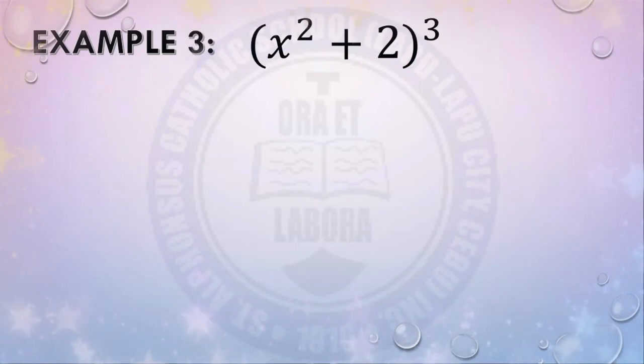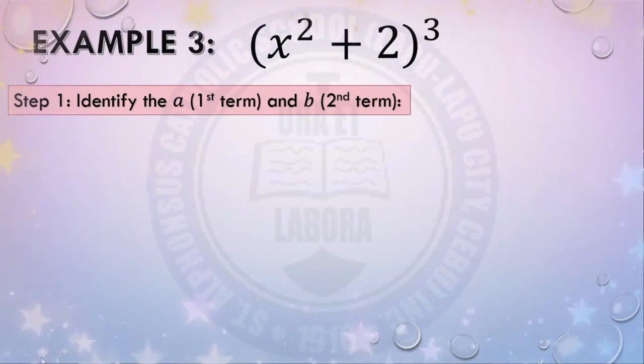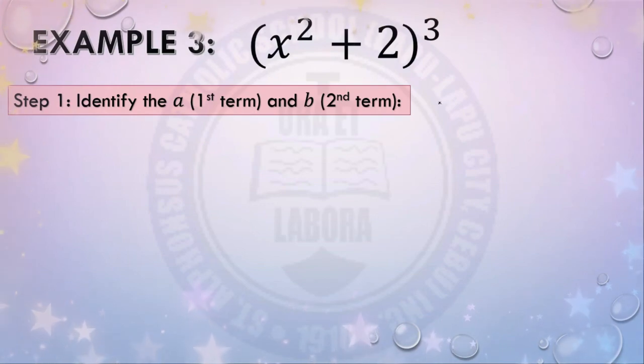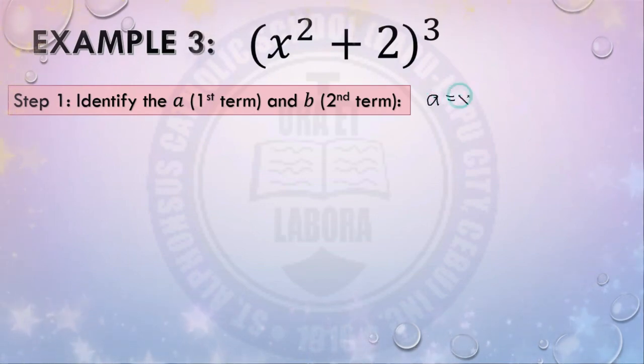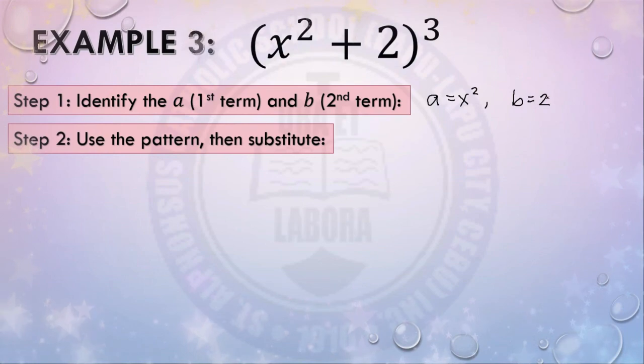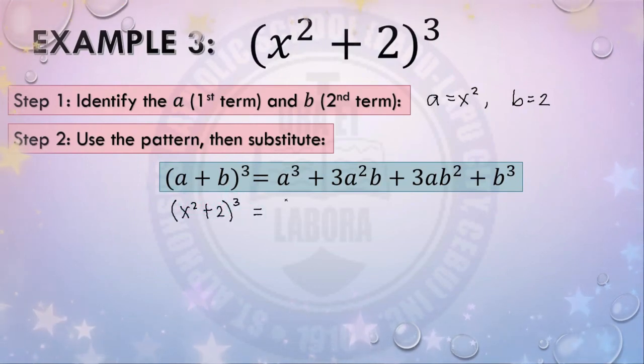(x squared plus 2) cubed. So first, identify your first term and your second term. What is your first term? Our first term is x squared, and our second term is 2. Next, use the pattern then substitute. Our pattern is this one. So, we're going to copy first the given so that we will be guided.